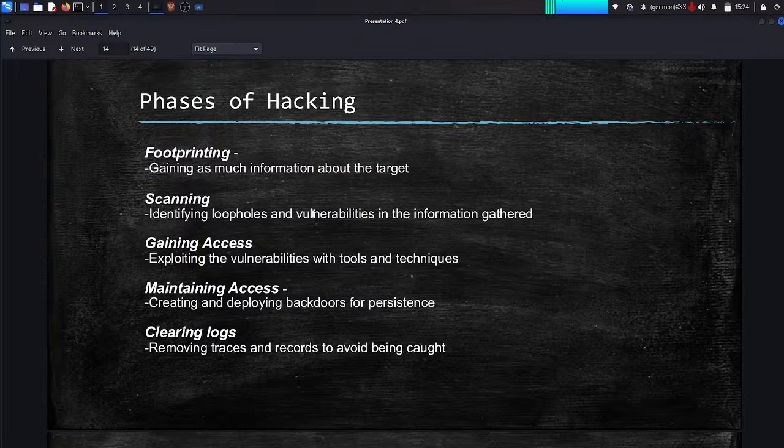That means exploiting the vulnerability with tools and techniques, which we will discuss later. We will discuss the tools later, you will get confused if you pay attention to this now.